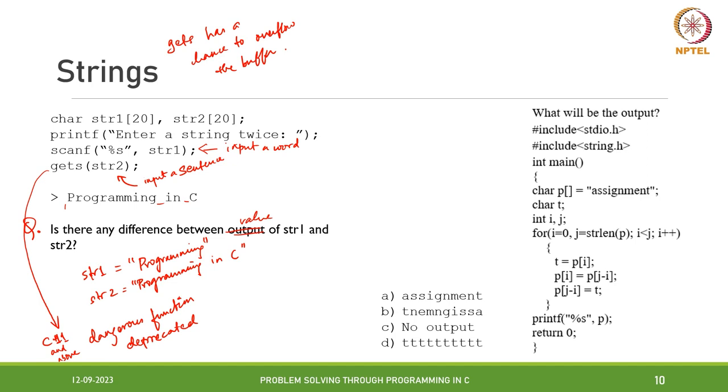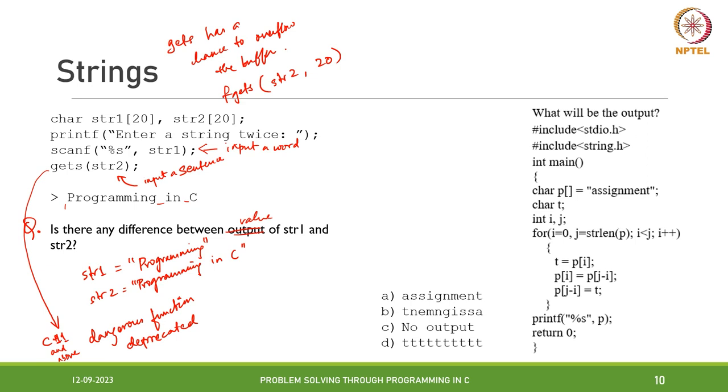Instead of that, what we can use is fgets. fgets has a format of str2 comma, and here we put the capacity, which is 20 here. So 20 is the capacity, so it can take a maximum of 20 characters. Even if you enter more, it will not take that. So fgets is a safer alternative to gets.